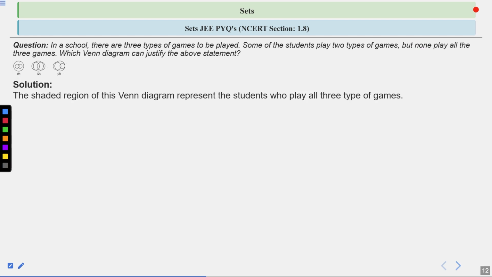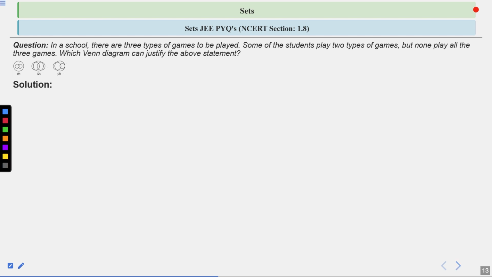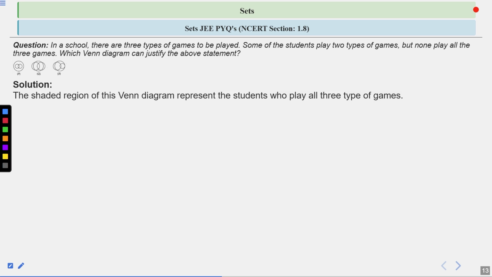Now next, in Q, the shaded region of this Venn diagram represents the students who play all the three types of games. So Q also is not a good candidate for the correct option, as we have from this Venn diagram some students who play all the three. And R, again the shaded region of this Venn diagram represents the students who play all the three types of games. So in R also we have a common region, which says that some students play all the three games. Simple.